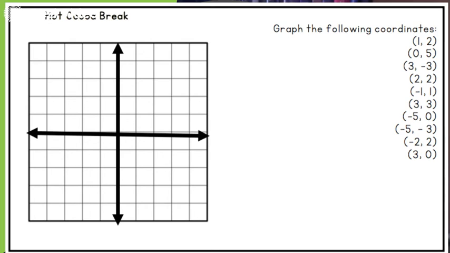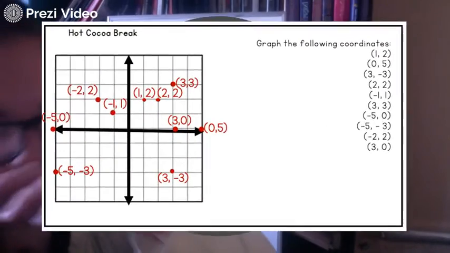1, 2, 0, 5, 3, -3, 2, 2, -1, 1, 3, 3, -5, 0, -5, 3, -3, -2, 2, 3, 0. And then you can check your answers.